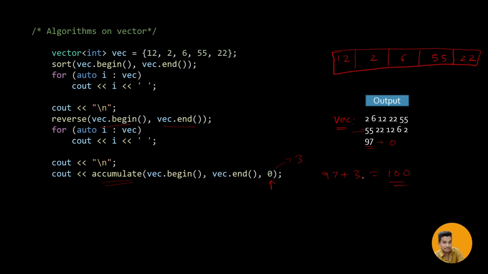So these were the things on the vector, and there are many more which we will see as we move further.